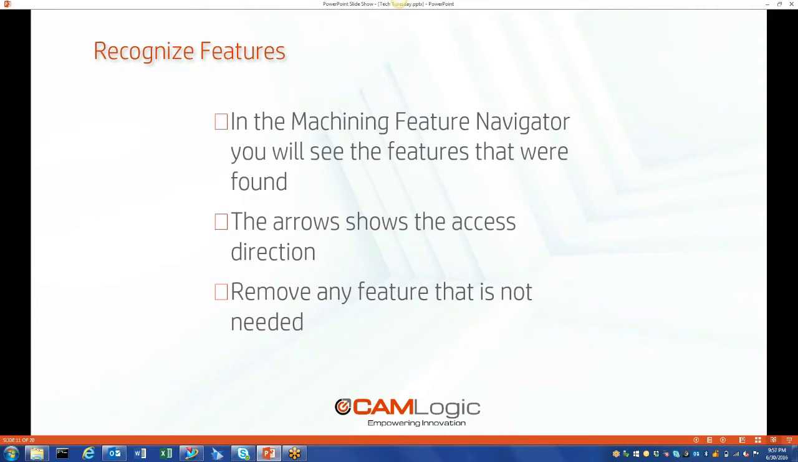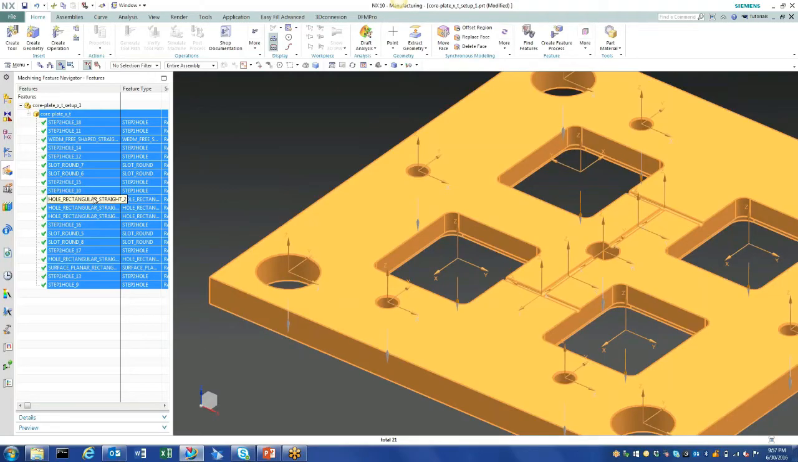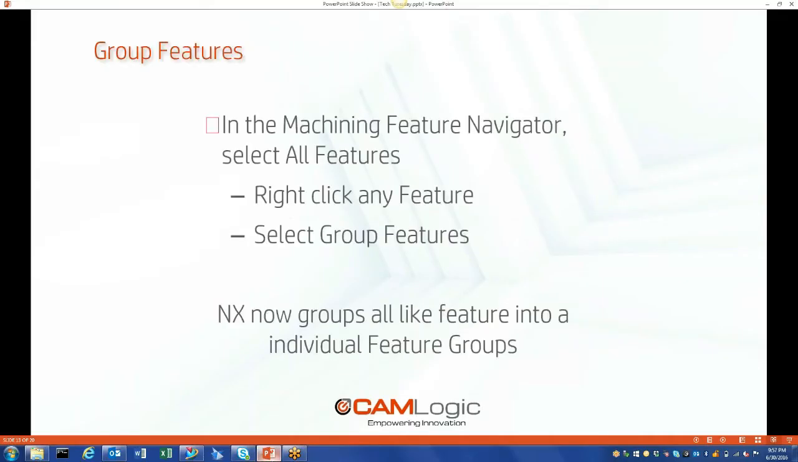So we want to remove any feature in that view that is not needed. If it had picked up, if we selected all features and it selected features from the bottom, we would want to delete them before we moved on, or we would only want to highlight what we want for the top of the part. So now we're going to group the features, and by grouping the features, it organizes things for us. So what we're going to do is, just like the PowerPoint says, we're going to, in the Machining Feature Navigator, select all features.